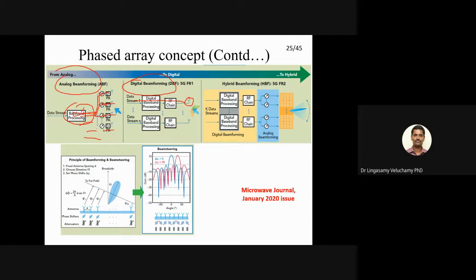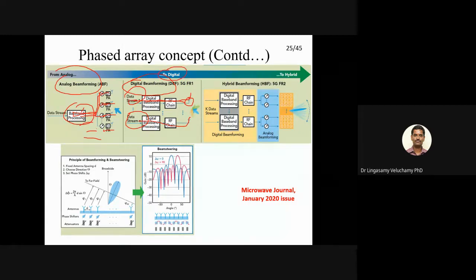Okay, so that time what will happen is, you will have a data stream for 4G and a data stream for 5G. Each will be processed individually. For example, 4G will be transmitted over this antenna, 5G over this antenna. So analog and digital beamforming will help us in having flexibility.